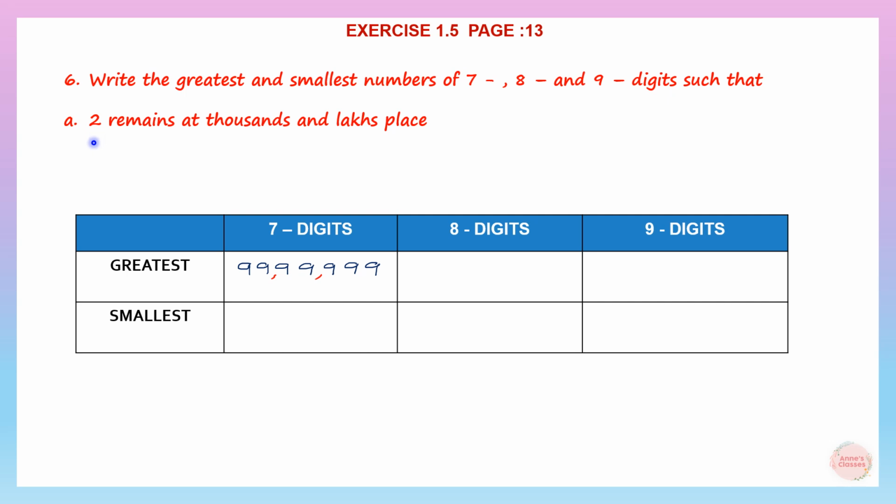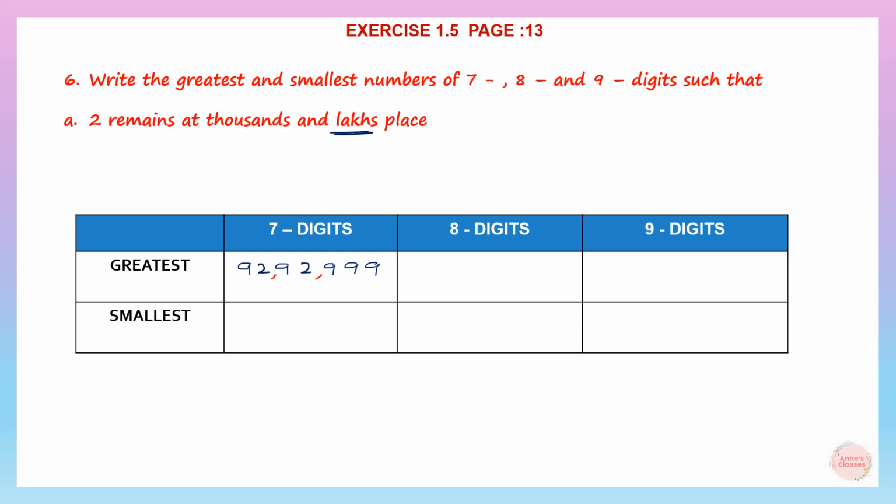It says 2 should remain at the thousands place and lakhs place. So let's look for the thousands place. Ones, tens, hundreds, thousands. So this 9 should go and I should replace it with 2. So I'm going to take this 9 off and write 2 in that place. Now here the lakhs place also. So let's look for the lakhs place. Ones, tens, hundreds, thousands, 10,000s, lakhs. So remove this 9 also and put 2 in that place.